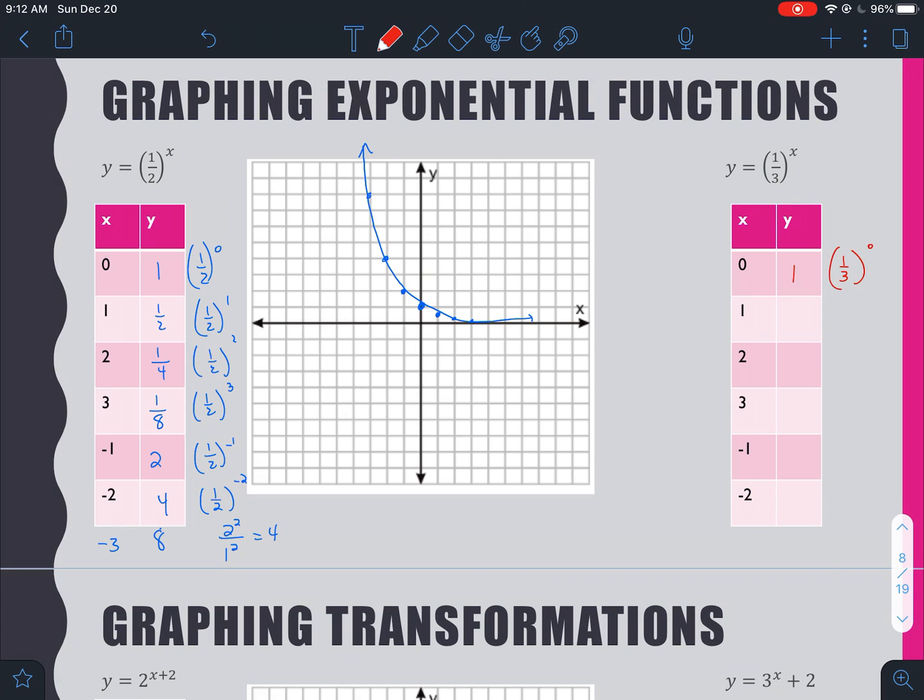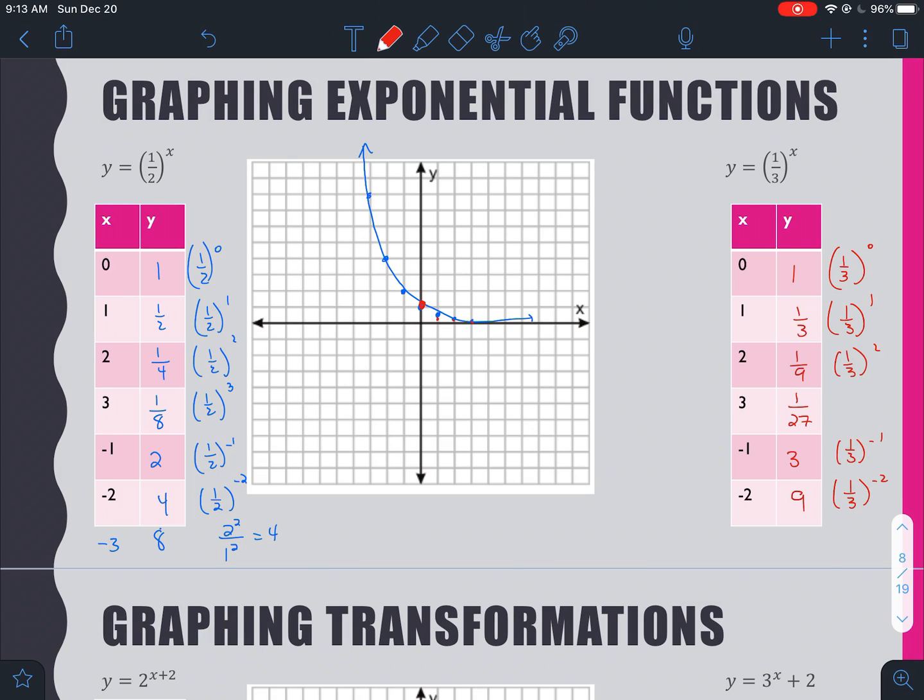All right, let's do 1/3 to the x power. So 1/3 to the 0th power is 1. 1/3 to the first power is 1/3. 1/3 to the second power is 1/9. This would be 1/27th. And then 1/3 to the negative 1, flip it, and you would get 3. 1/3 to the negative 2, flip them, and you would get 9.